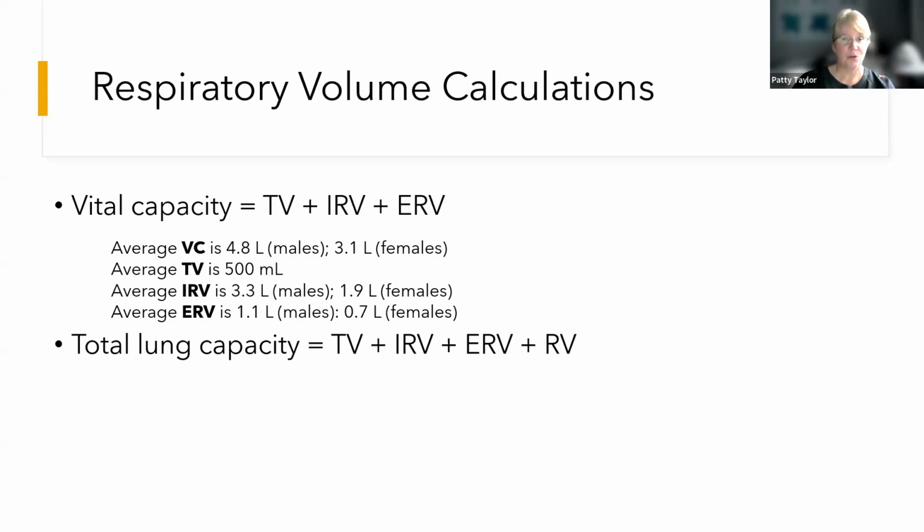So when you talk about total lung capacity, we're looking at approximately 6 liters for males, approximately 4.2 liters for females. Keep in mind that total lung capacity is both exchangeable and the non-exchangeable residual volume.